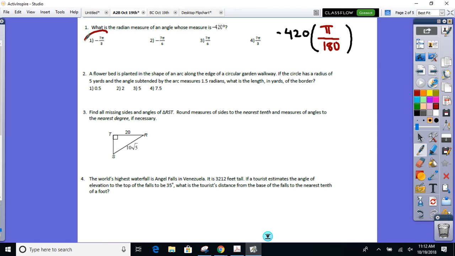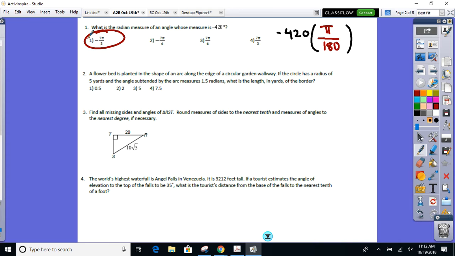Negative 7 pi over 3. Keep the negative, please. Don't change it into a positive. Any issues converting? Because that's basic here. Really, that's basic. Not trying to be nasty by saying that, but that's the basic stuff here.